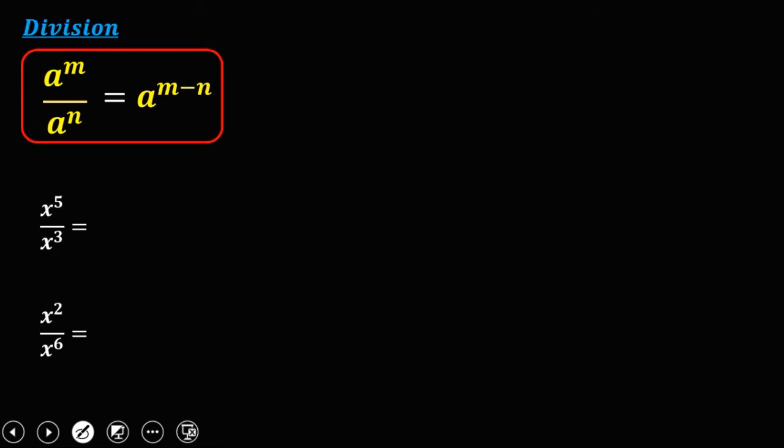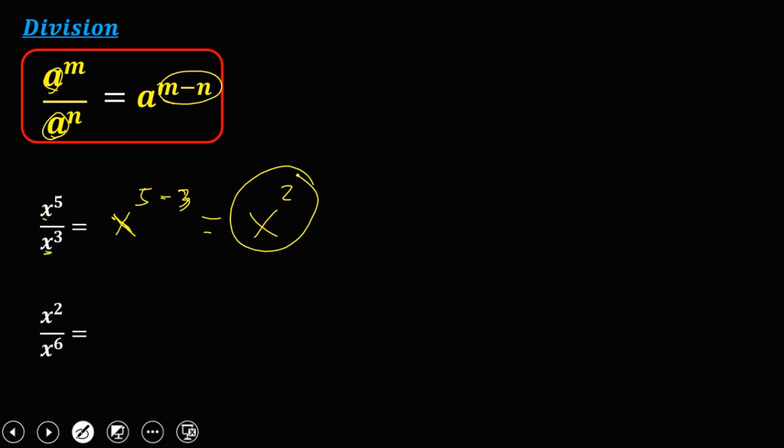Now for division, the same base, so just subtract the exponents. So a to the power m over a to the power n equals a to the power m minus n. So again, if the same base, subtract the exponents, so x to the power 5 over x to the power 3, the same base, so subtract, that's x to the power 5 minus 3. So the answer now, x to the power 2. Then for this given, x to the power 2 minus 6, and that's x to the power negative 4. To make this one positive, bring down, 1 over x to the power 4.